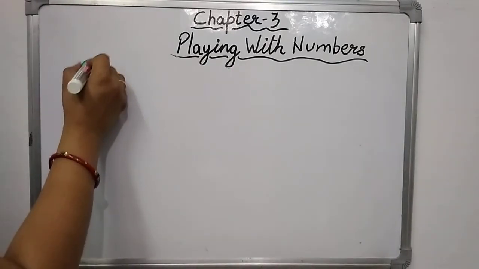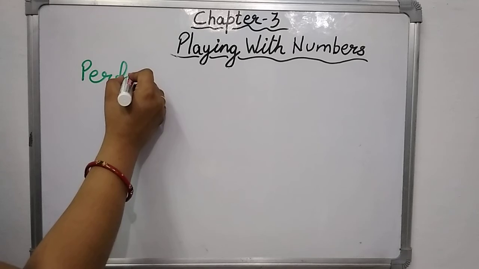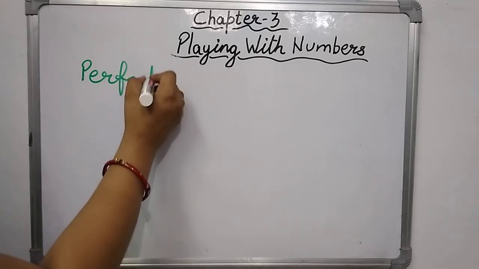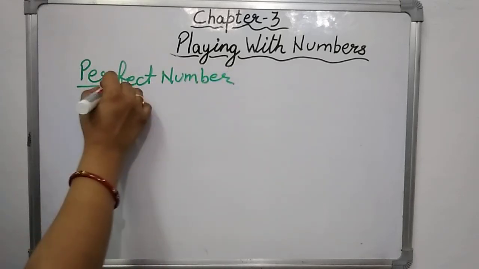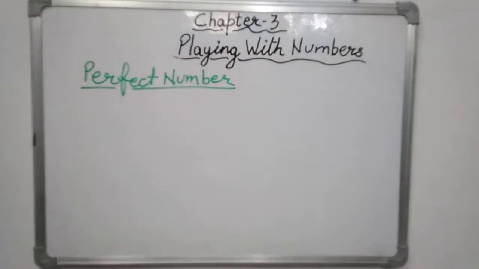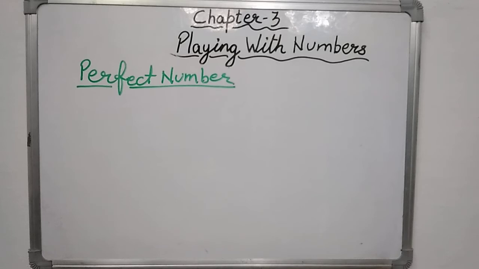Next, there is a number, we call it a perfect number. Now, what is this perfect number? A number for which the sum of all its factors is equal to twice the number is called a perfect number.